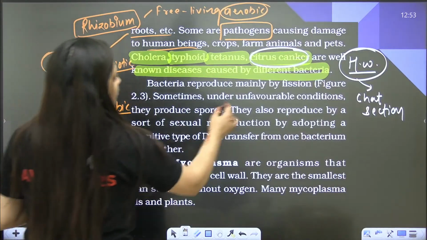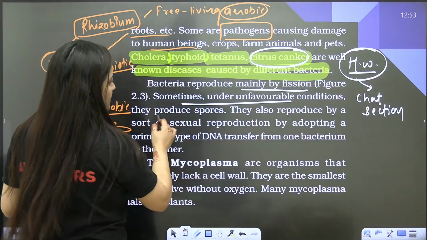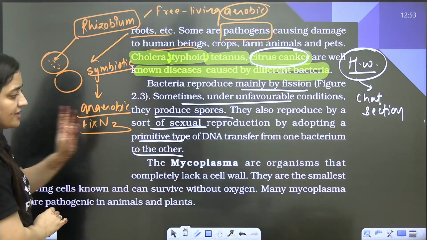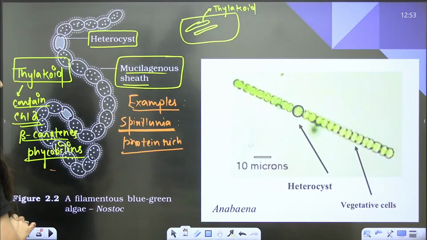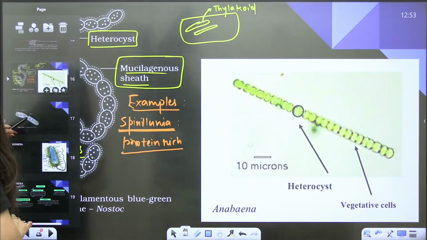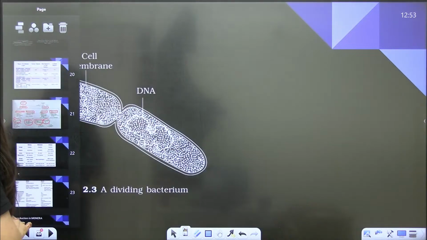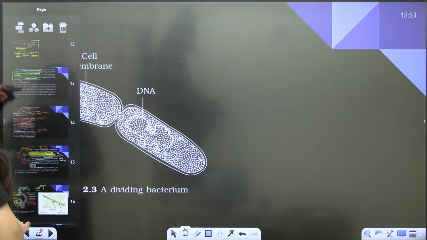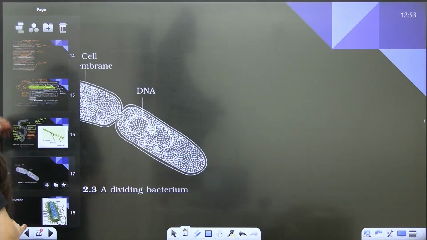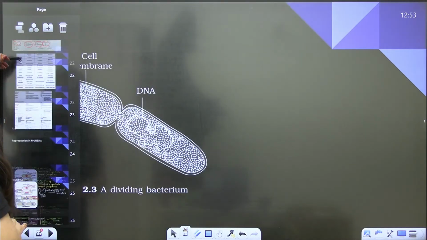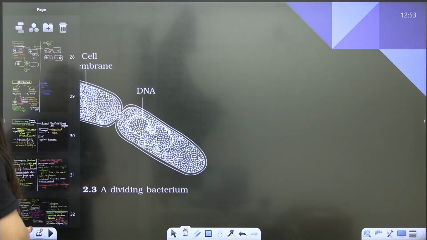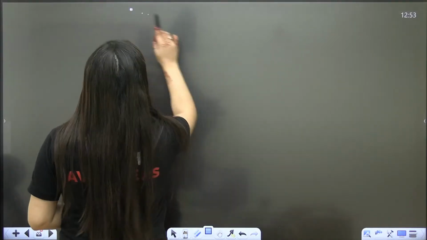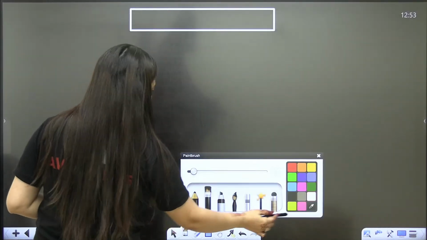They divide by fission, discussed. Spore formation, discussed. Sexual reproduction, discussed. Mycoplasma, already discussed. So that's how we are covering the NCERT in our lectures. Don't you think so? The next thing that we need to discuss is the Archaebacteria. Ready, students?